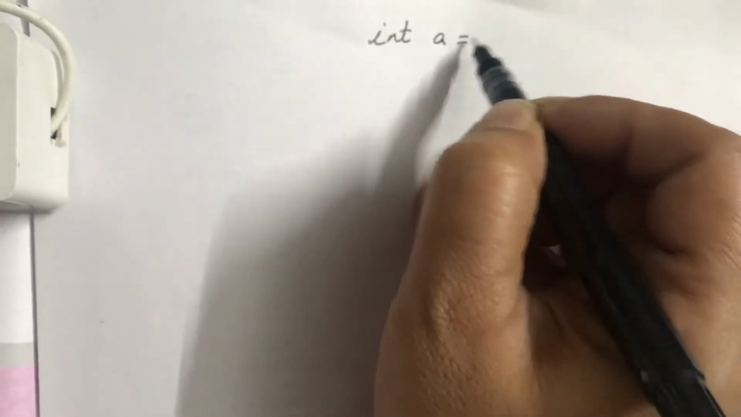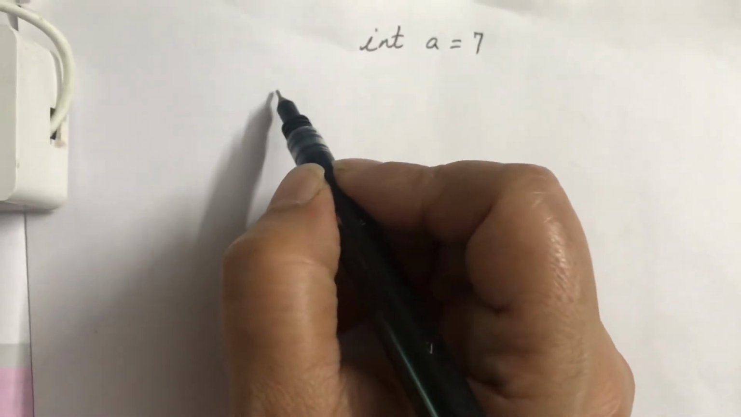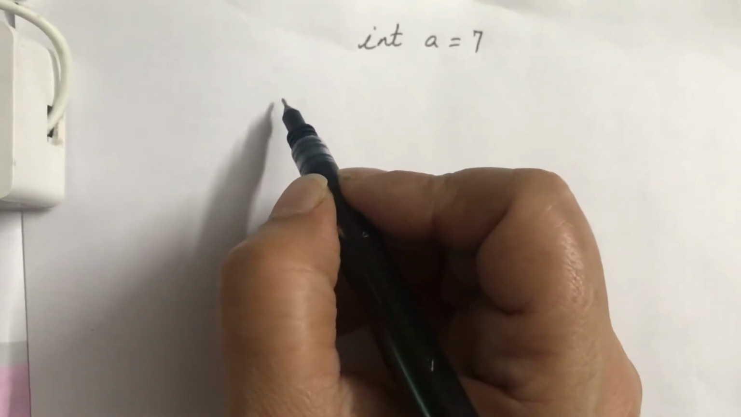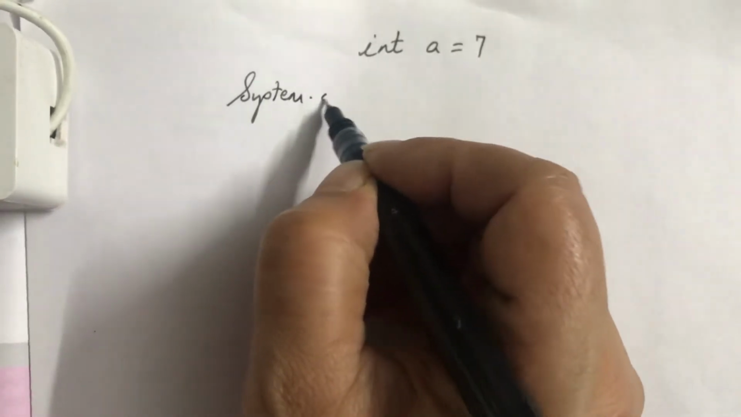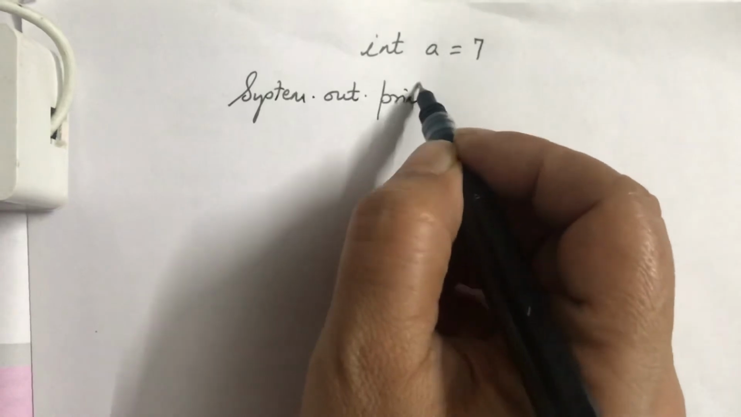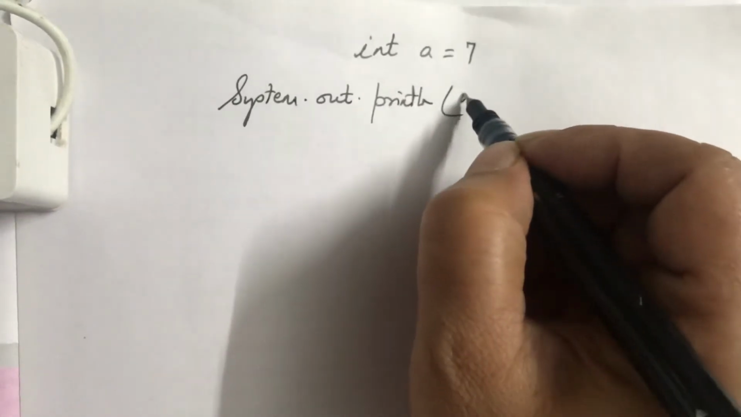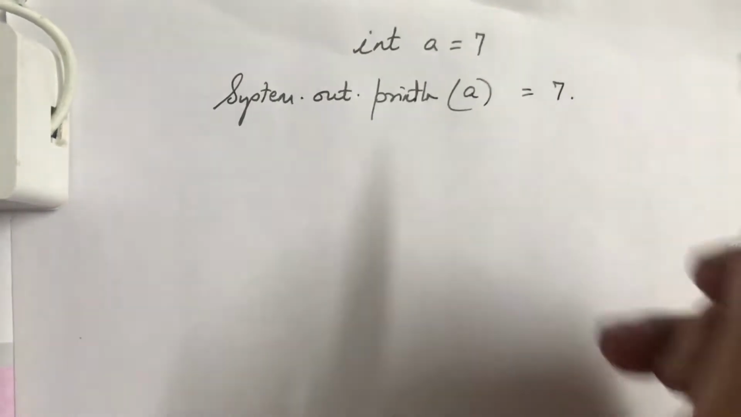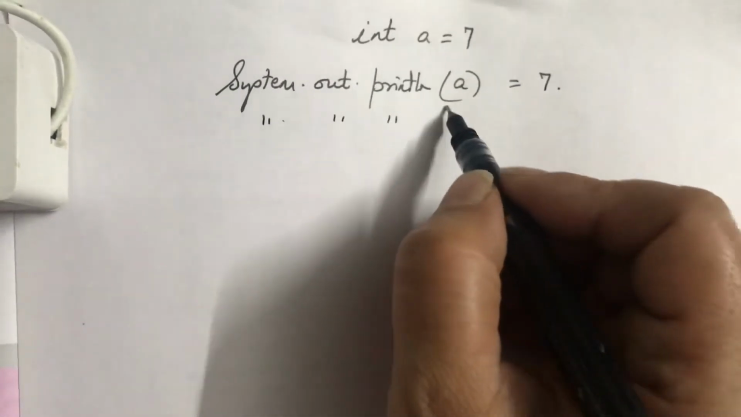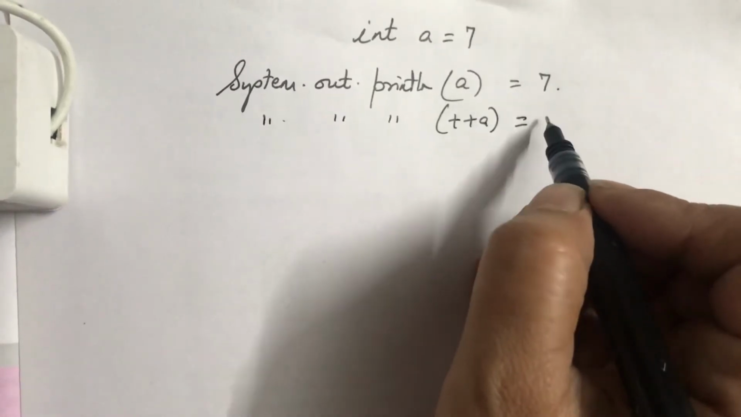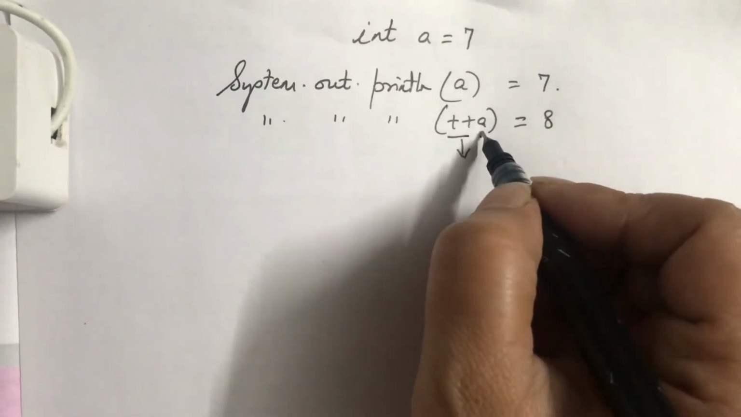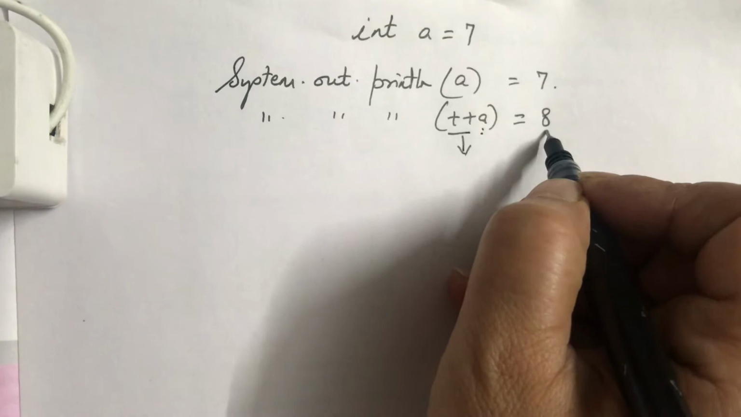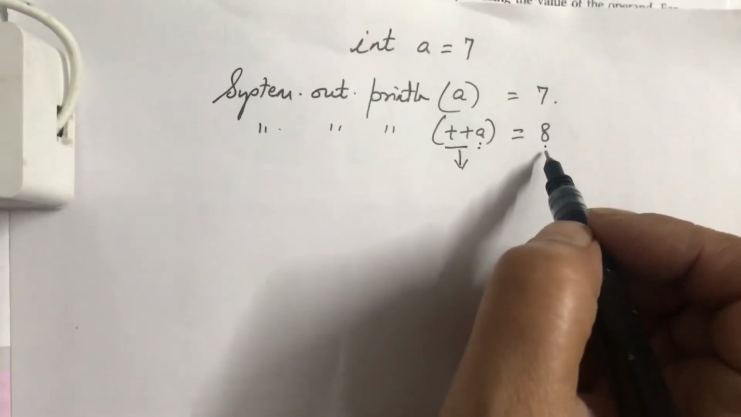Now suppose I write int a is equal to 7, and you know that the line is System.out.println to print something on the screen. I'm just writing a line, not the whole program. If I write print a, it's going to give me 7. And if I write plus plus a, it's going to give me 8, because plus plus a means pre-increment. First you increase the value of a by 1 and then use it in whatever line you're using, that is printing, so it is going to print 8.